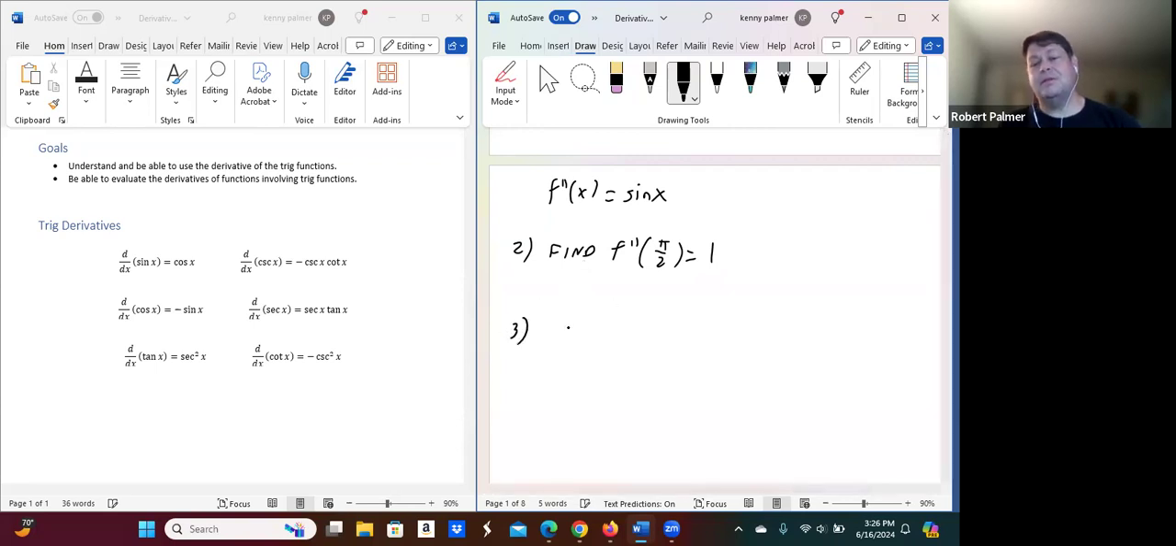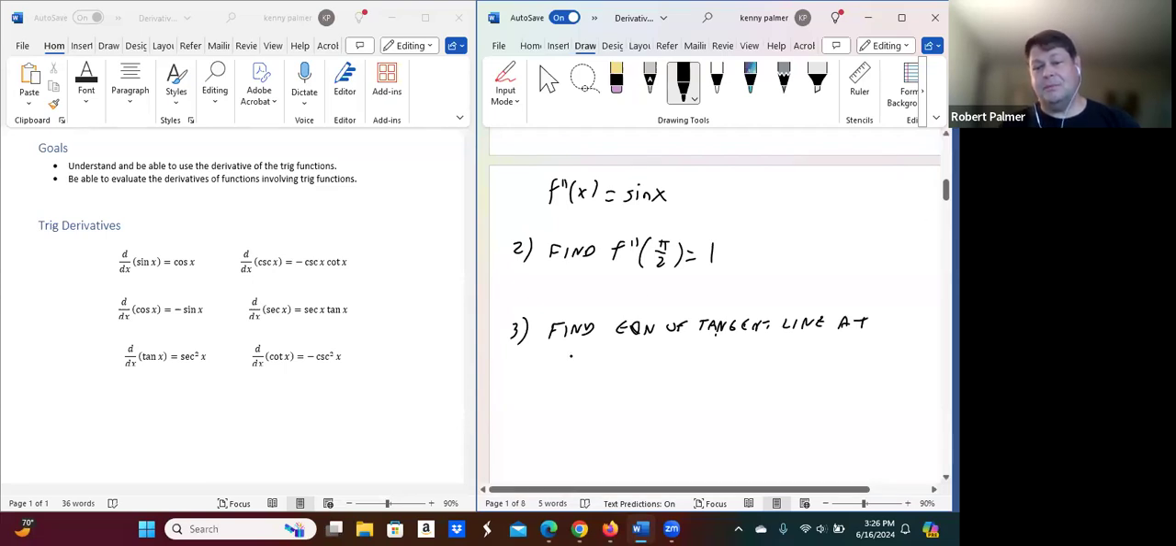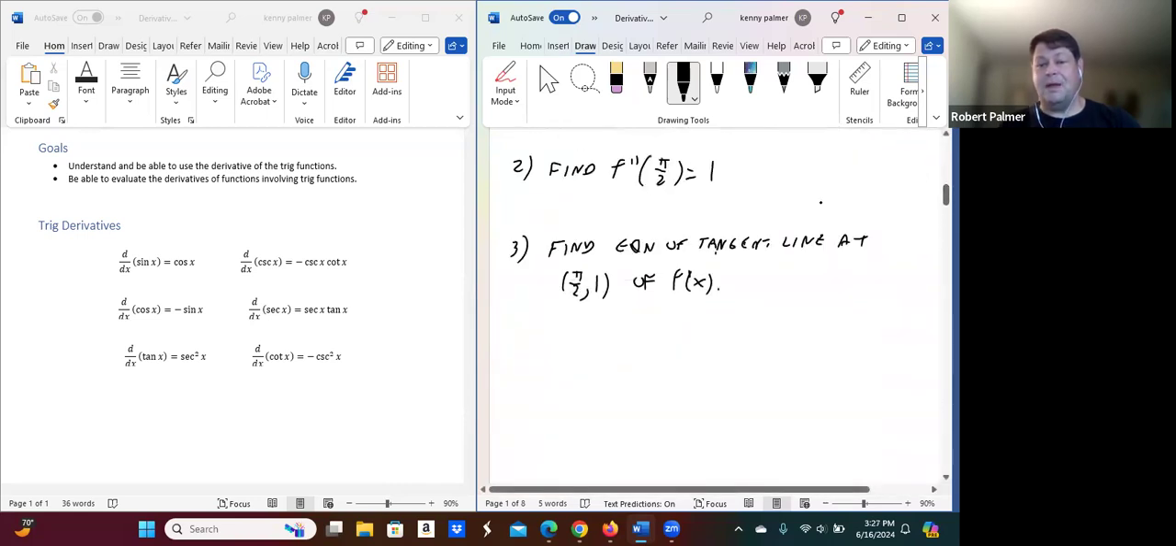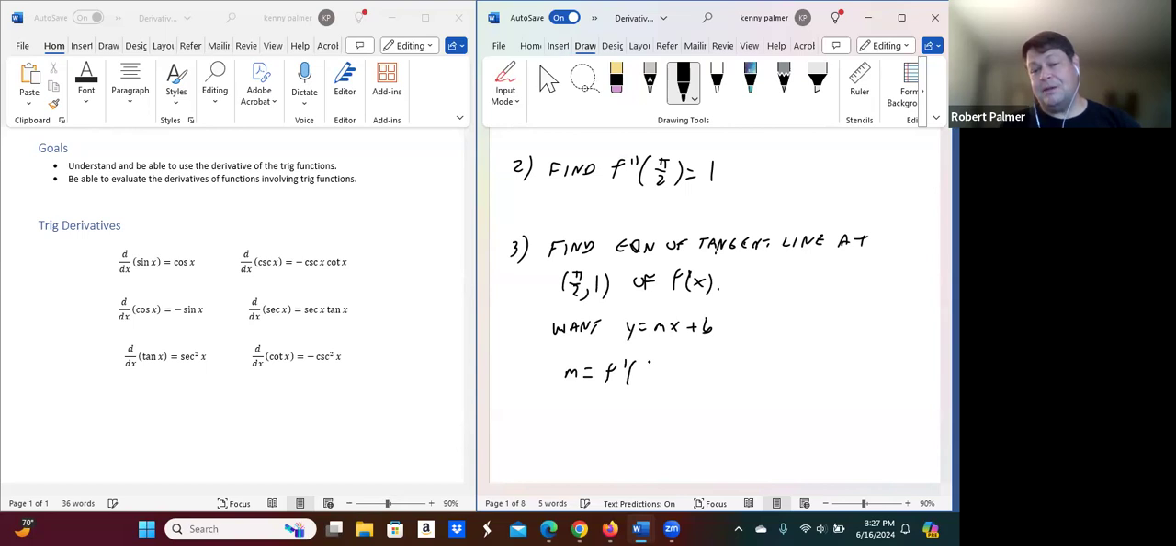And also, let's say we wanted to find the equation of the tangent line at pi over 2 and 1 of f of x. Not f prime, just f of x. We use the same f of x. So the derivative gives the slope of the tangent line. What we want to find is y equals mx plus b. So our m, our slope, we have to find the slope and also b, we'll do that in a moment. The slope is going to be the derivative at pi over 2.